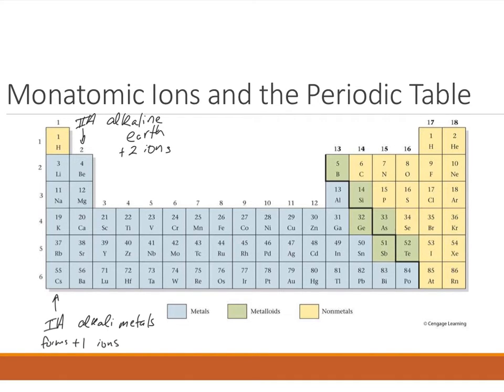Now we're going to move all the way over to what would be group 7A. Group 7A are also known as the halogens. Halogens tend to form -1 ions. These are anion forming. So metals tend to form cations, anions are formed from nonmetals. So group 7A, the halogens, tend to form -1. Group 6A tend to form -2 ions. Group 5A would tend to form -3 ions.